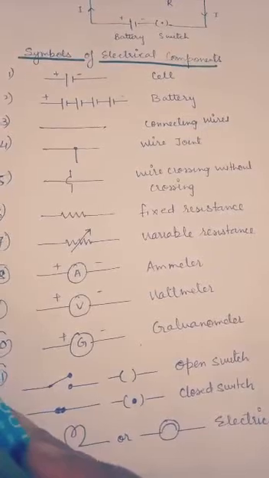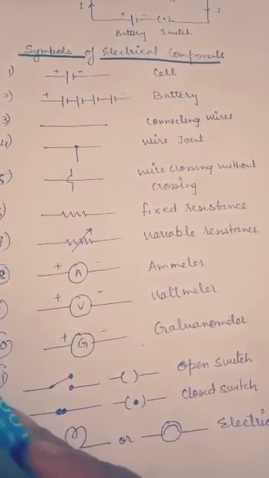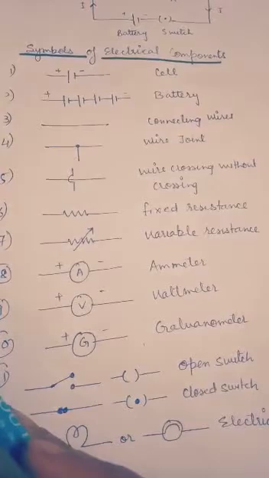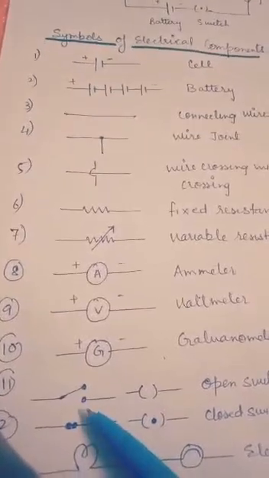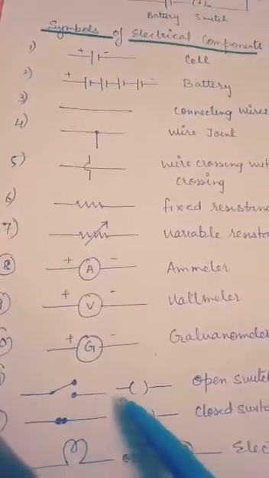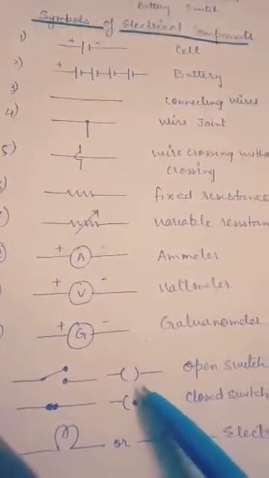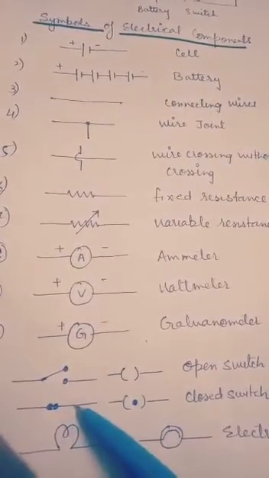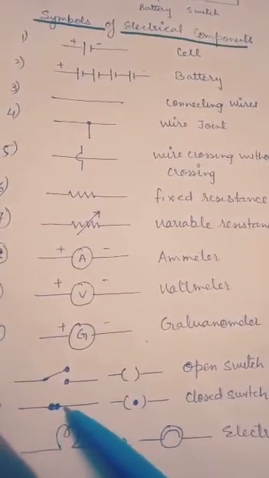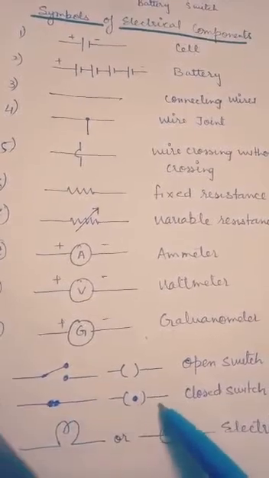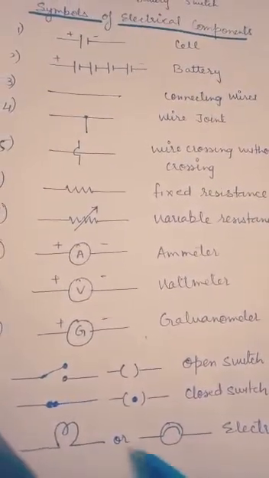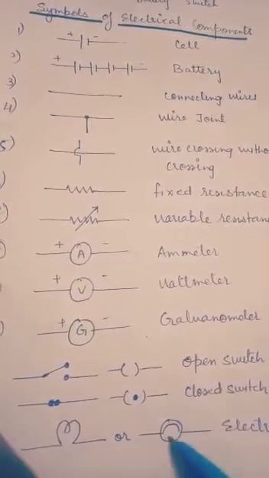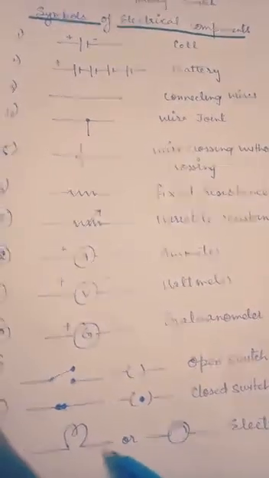Now comes the open switch. Open switch is when the circuit is discontinuous. If the two ends of the switch meet, then only the current will find its path to flow. See, this is the symbol of an open switch. Then you have a closed switch. The two are meeting together. The current will flow continuously. This is a closed switch. Then bulb. You can see the symbol of the bulb. An electrical bulb is represented like this.